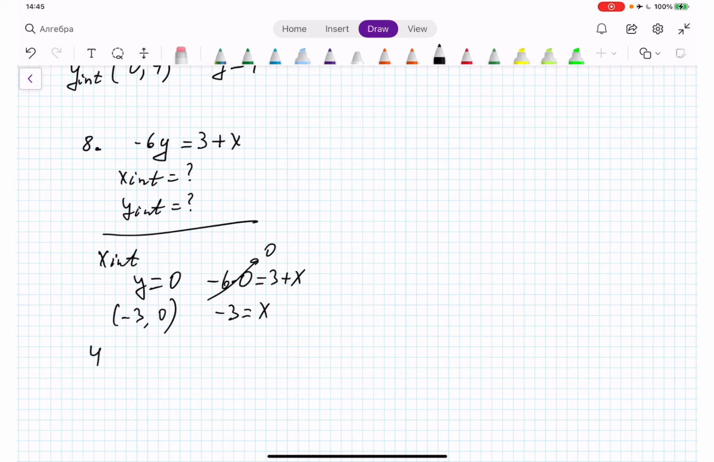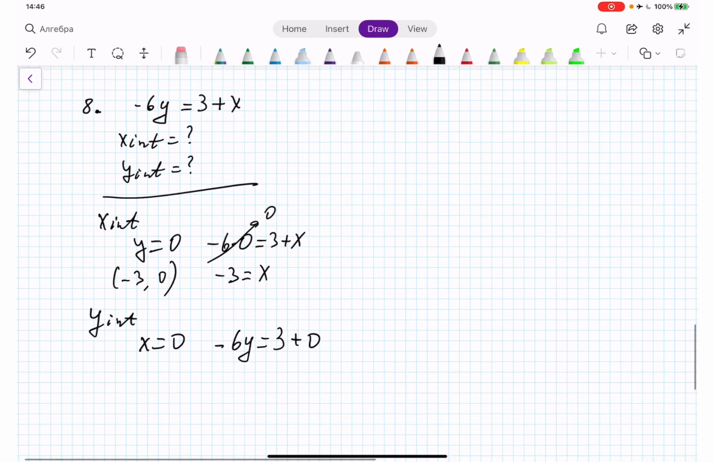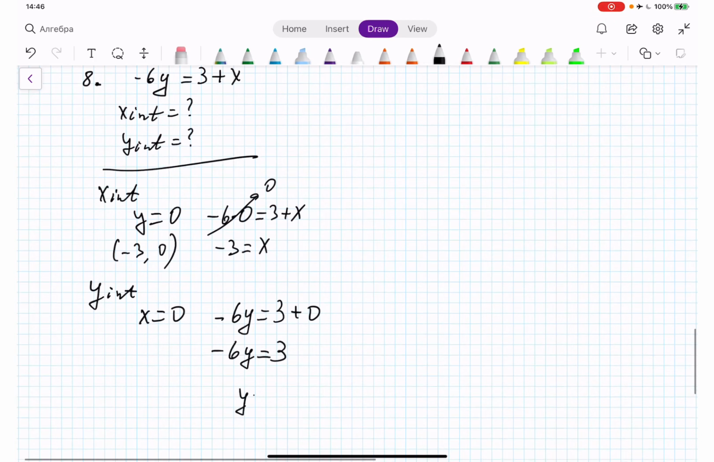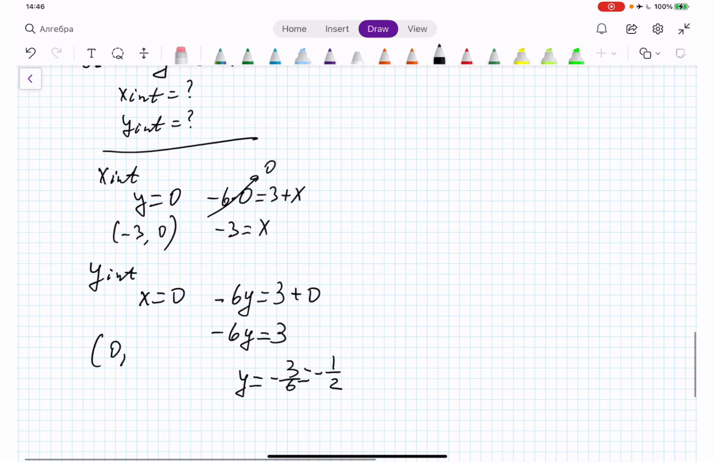Next, the y-intercept. We take x equal to 0. And we get negative 6y is equal to 3 plus 0, right? X is 0. Okay, and negative 6y is equal to 3. So y is equal to negative 3 over 6, which is equal to negative 1/2. So here we have 0 and negative 1/2.